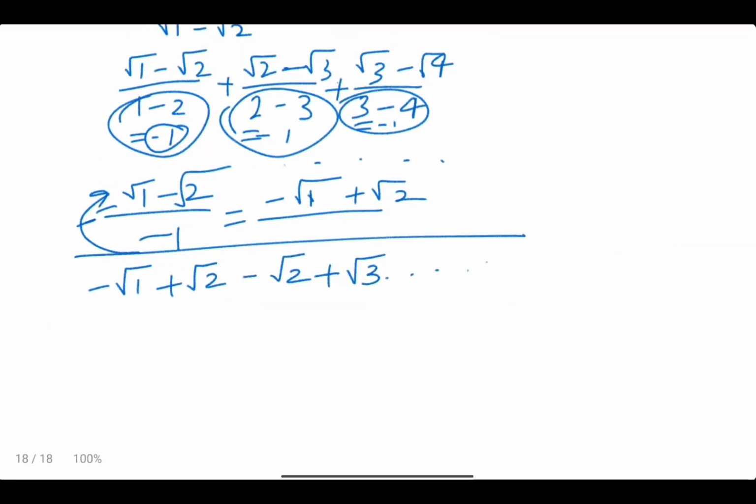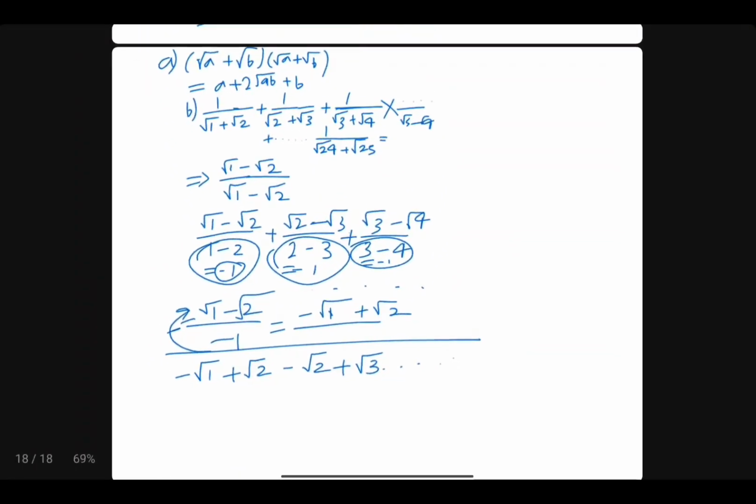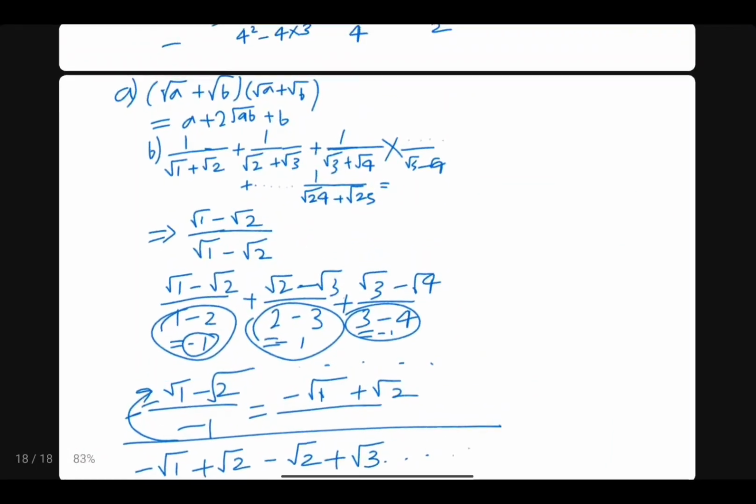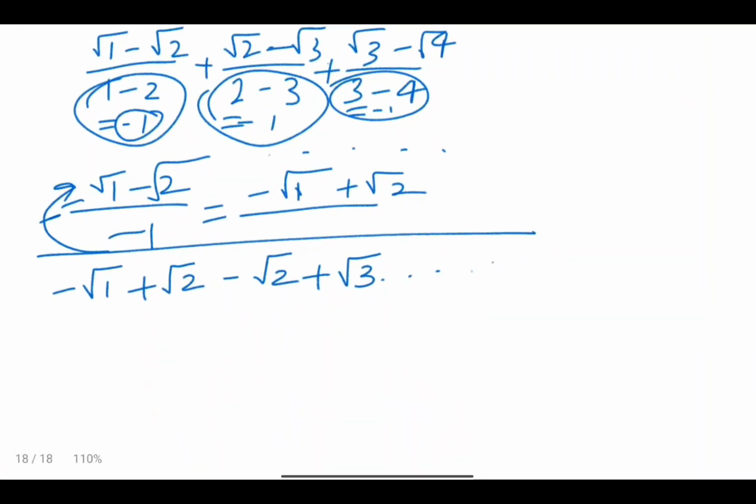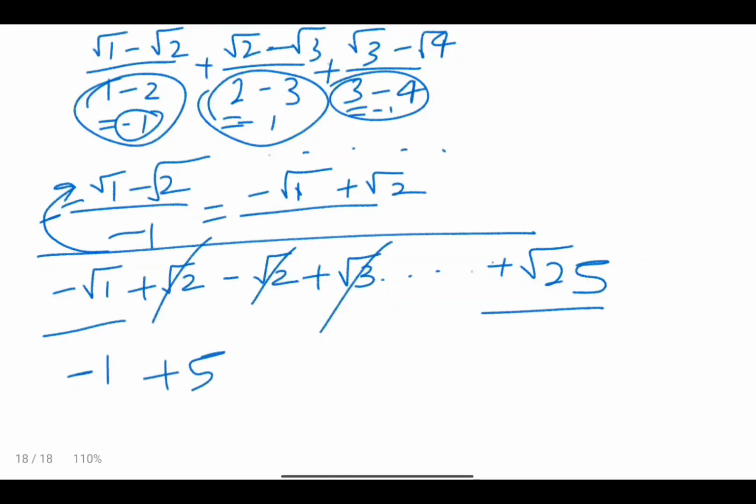And it will go on to plus root 25, and all of these terms will cancel off each other, all of this, till we only have this and this. So this one is minus 1, this one is 5, and the answer is 4.